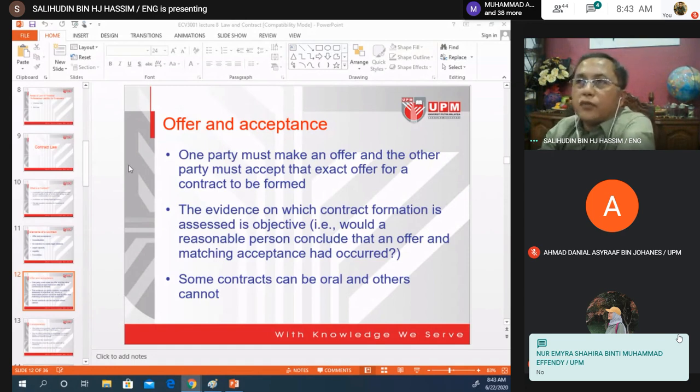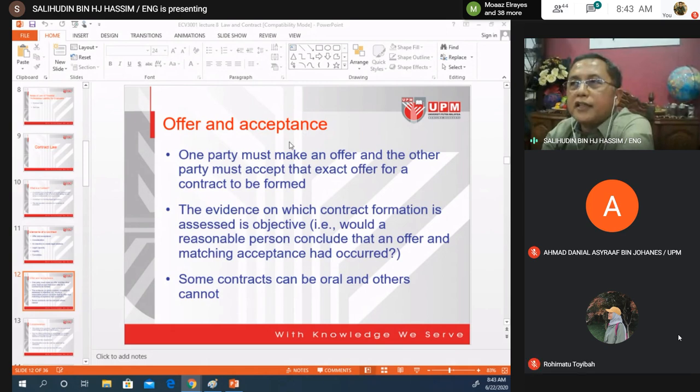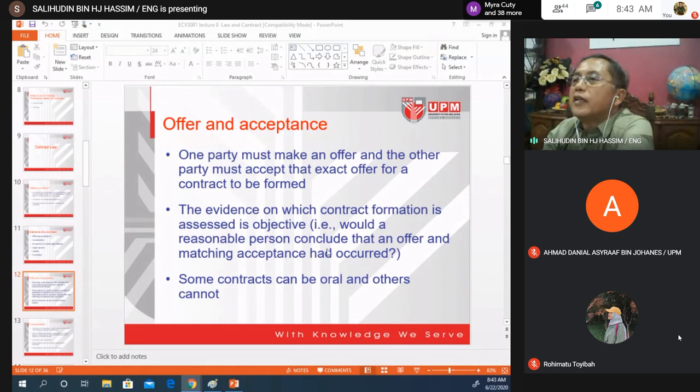So, see now, we go through the slides one after another. Is there anything that I missed? On offer and acceptance, do you understand now? Okay, that one is answered already. That means acceptance and offer, the consideration does not need to be fair. Some contracts can be oral and others cannot. Means what? You need documentation to go to court.